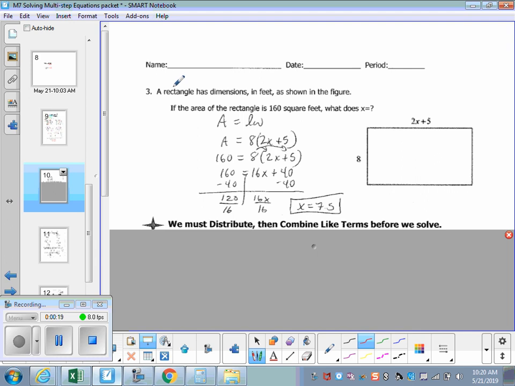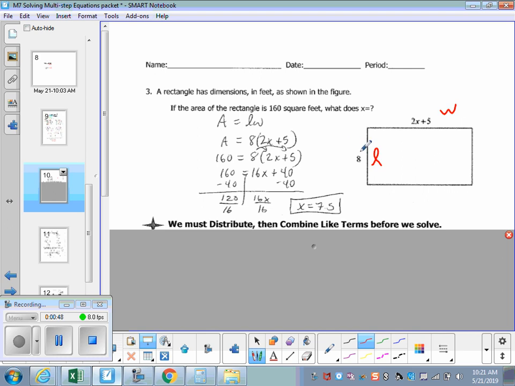We are told that the rectangle has the dimensions in feet, as shown in this figure. So the length here is 2x plus 5, and the width here is 8. Or if you want to think of this as the width and this is the length, it really doesn't matter. We know that for multiplication this is commutative. And because of wanting to show 8 times where we distribute, I'm actually going to let this one be the length here and this be the width.